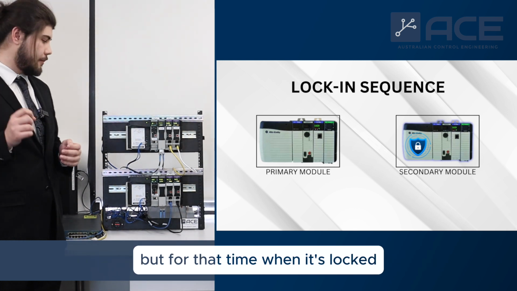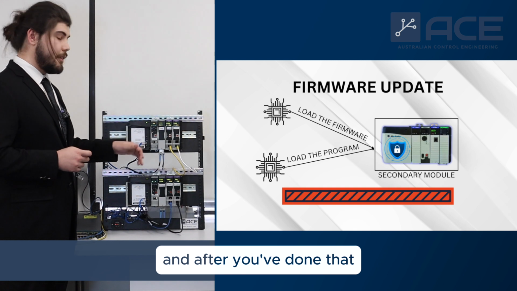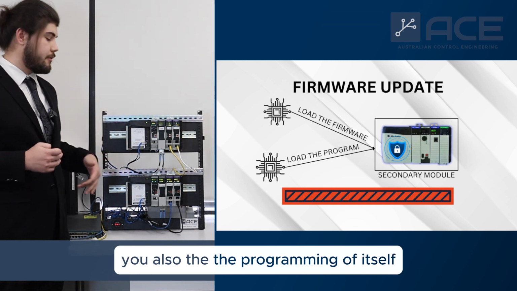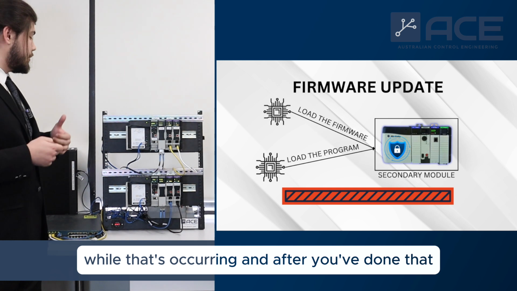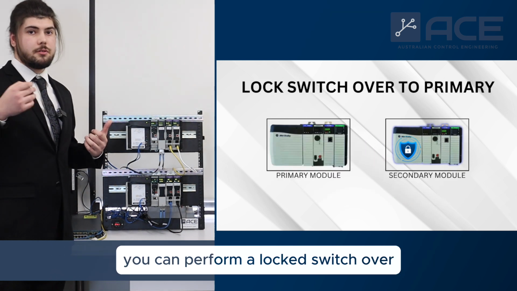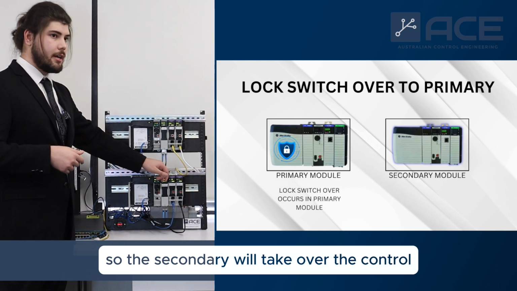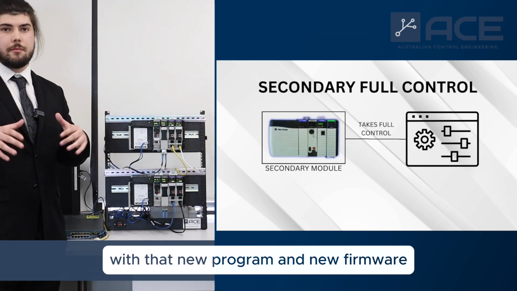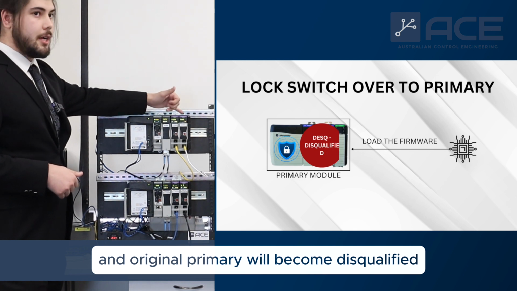But for that time, when it's locked, you can update the firmware, and after you've done that, also the program in and of itself. You can upload a new program into the secondary while that's occurring. After you've done that, you can perform a locked switchover, and what that will do is switch over control, so the secondary will take over the control with that new program and new firmware, and as a result, the original primary will become disqualified.